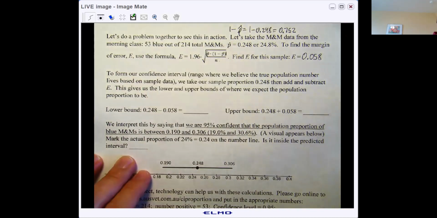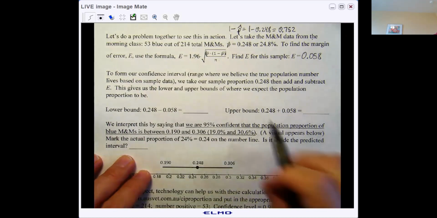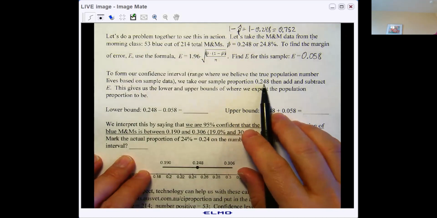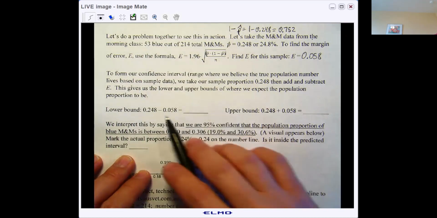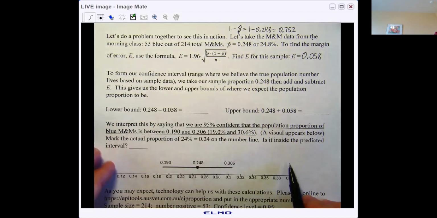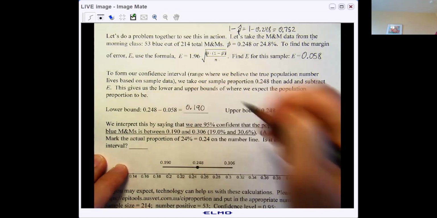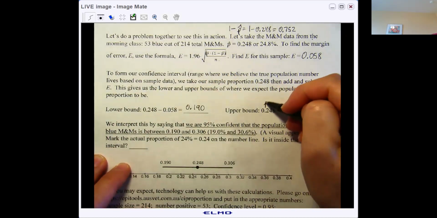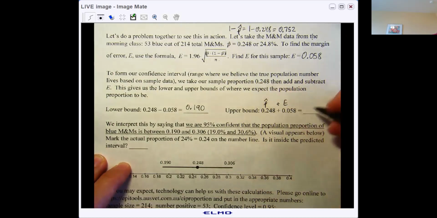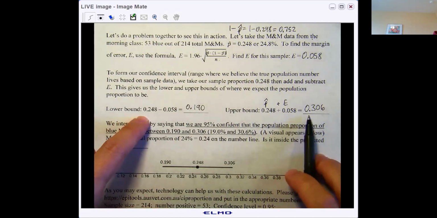To form our confidence interval, or the range where we believe the true population number lives based on our sample data, we take our sample proportion, 0.248, and add and subtract the margin of error to get the lower and upper bounds. If I do 0.248 minus 0.058, we will come up with 0.190. And our upper bound, if we take our p hat and add the margin of error, we get 0.306. So finding the confidence interval is important, but even more important is what it means.